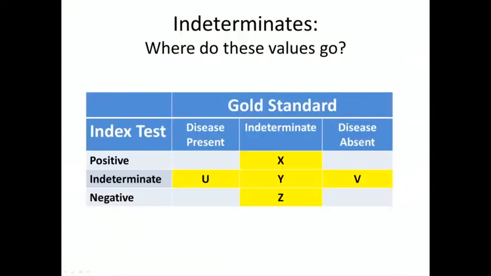So where do these values go? When we look at our typical 2x2 matrix, all these ones in gold are the indeterminate values. And depending on how you classify these can really affect your statistics of sensitivity and specificity, right? Some people leave them out. That's one way to handle it. Some people classify them as negative. Some people classify them as positive. And depending on how they do that, they'll get different results for sensitivity and specificity. So you need to be very aware of this, and that can be a reason why published studies give different accuracy results.